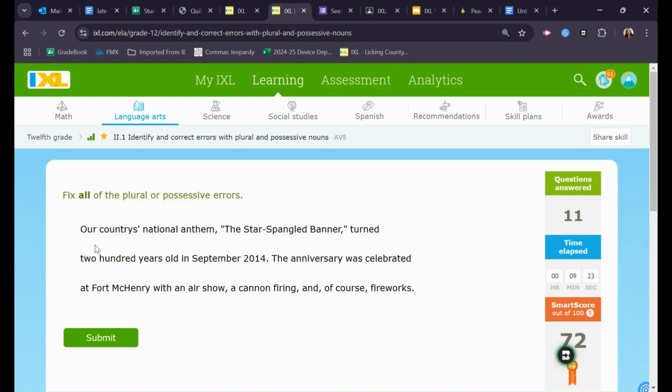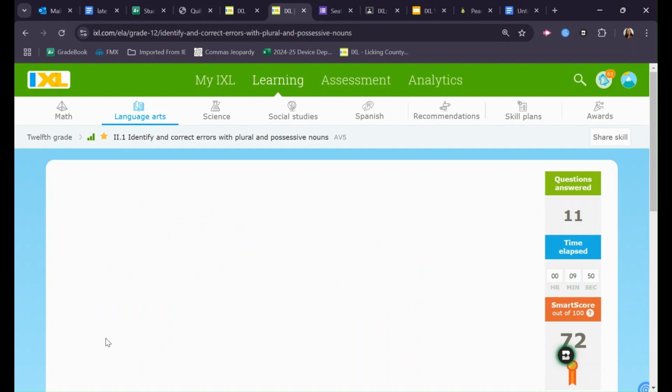Okay, again, let's just take it through word by word. Our country's national anthem, country is singular. Is it possessive? Yep, the national anthem of the country. So let's go ahead and just make that apostrophe S like normal. 200 years old. So this is just plain plural. Okay, fireworks, just plain plural. So it looks like we're good.